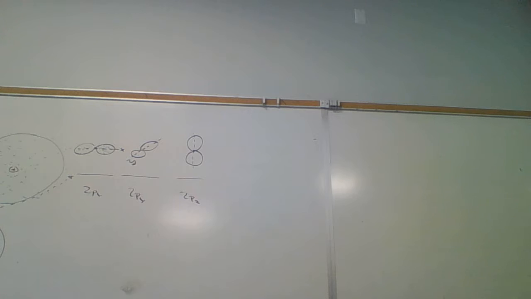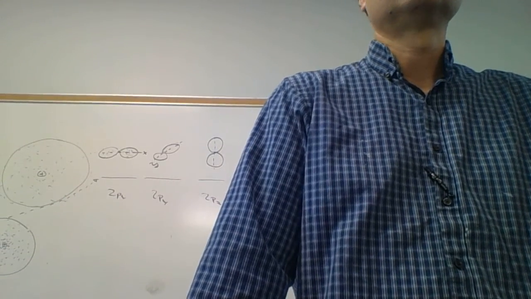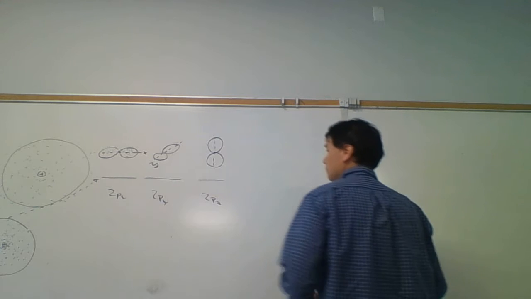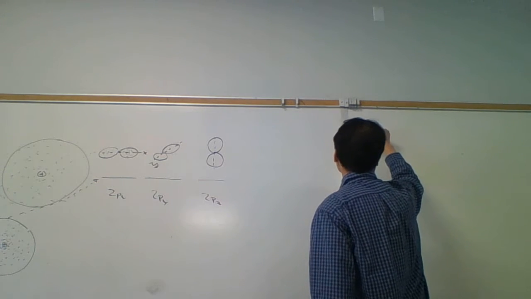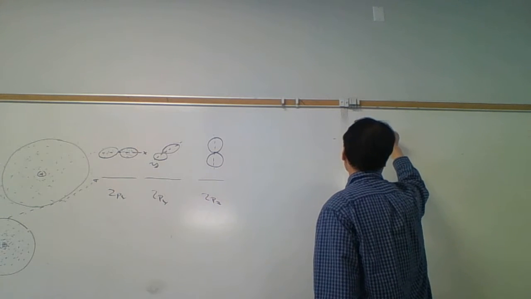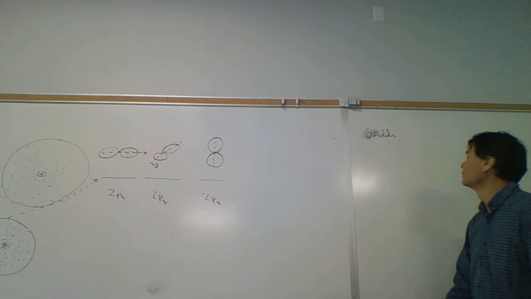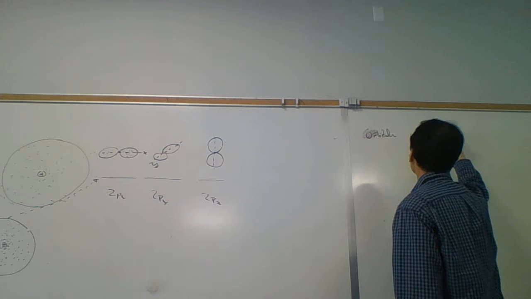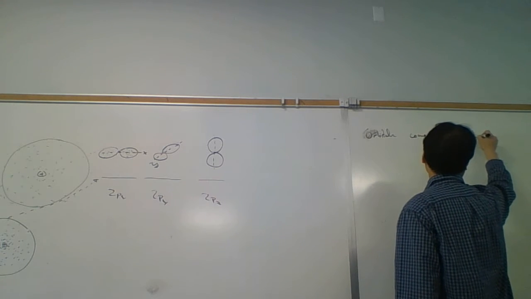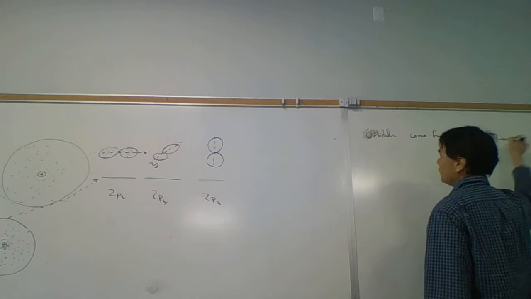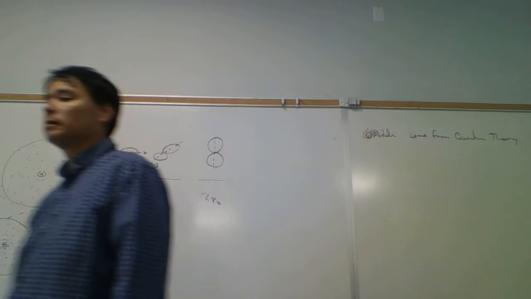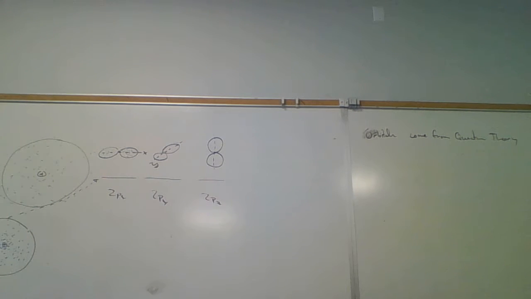So one thing we want to know is, where do these orbitals come from? Why do we get these bizarre shapes, and how do we get the energies? Do you know where the orbitals come from? They come from quantum mechanics, the theory. So let's just say quantum theory. The orbitals come from quantum theory, and there's a mathematical equation in quantum theory.